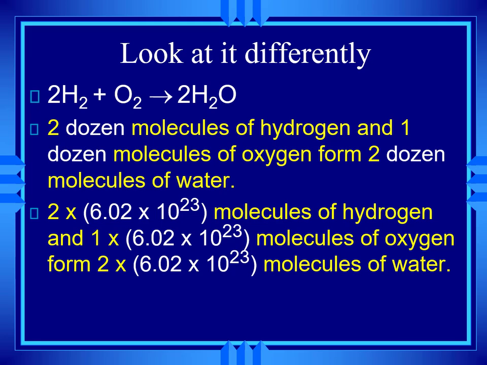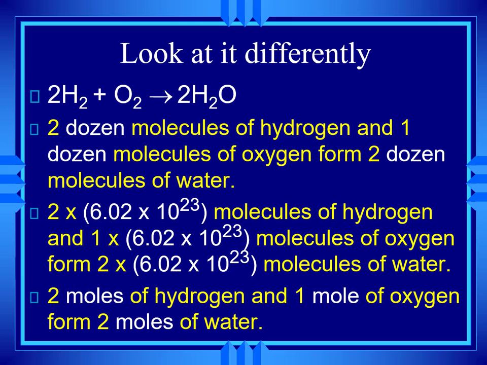It's even easier than that. I have a shorter way of writing 2 times Avogadro's number of molecules of hydrogen, because Avogadro's number of molecules of hydrogen is a mole of hydrogen. So we can write this as 2 moles of hydrogen and 1 mole of oxygen makes 2 moles of water.